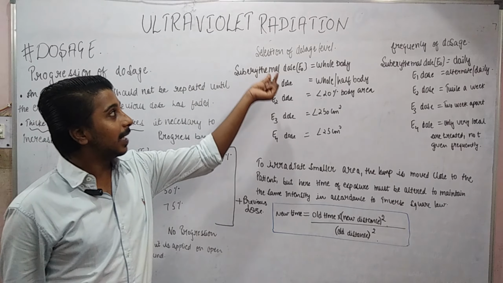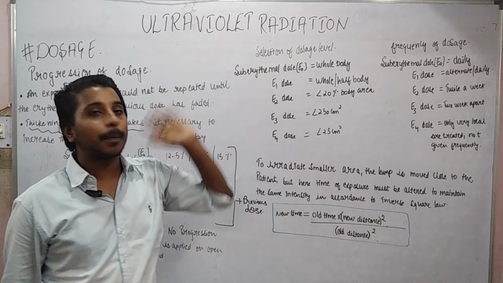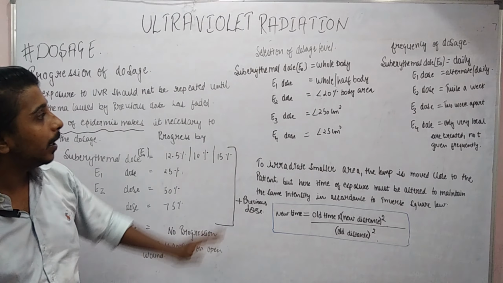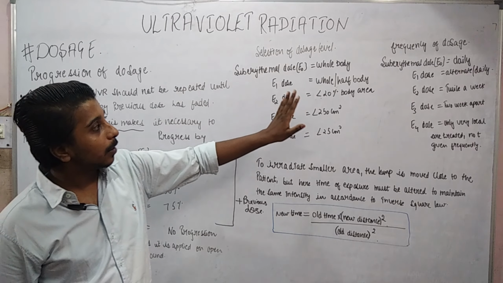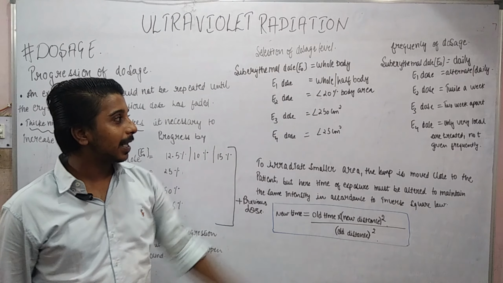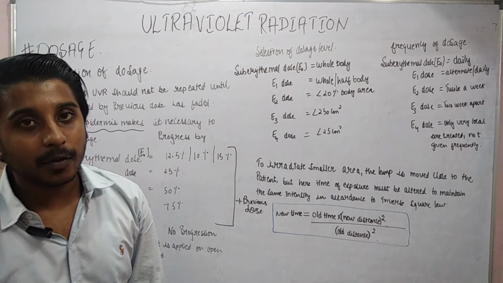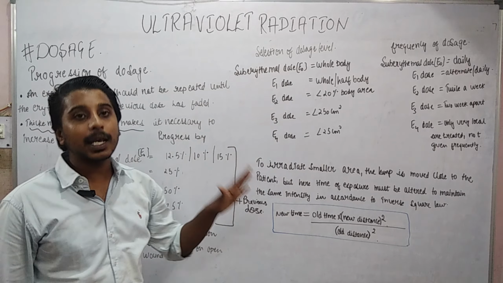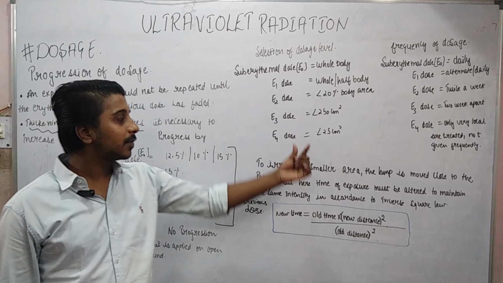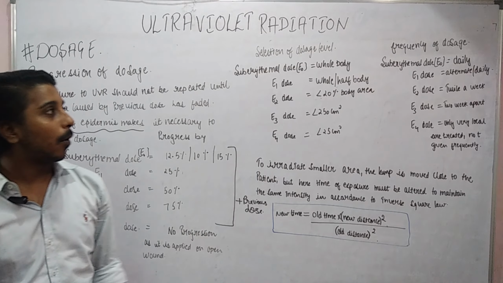And then it is the selection of dosage level. Dosage level means that the suberythemal dose can be applied to the whole body. E1 can be applied to the whole or half of the body. Then E2 is applied to an area less than 20% of the total body area. E3 is less than 250 centimeter square and E4 is less than 25 centimeter square. So it is the area to which we apply a particular dose.